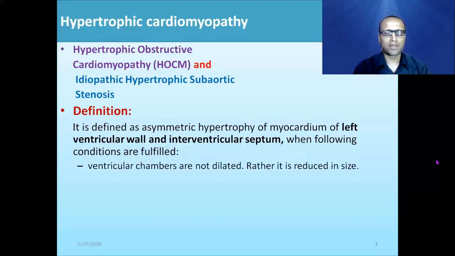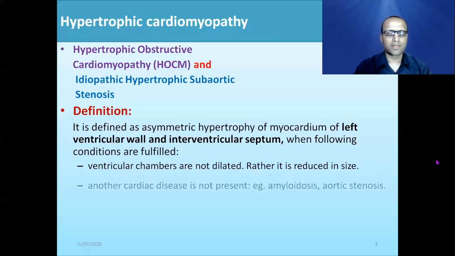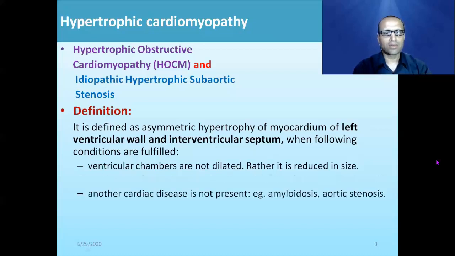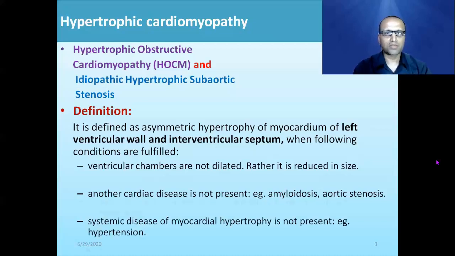Number one, ventricular chambers should not be dilated. Number two, another cardiac disease for the hypertrophy of myocardium and septum should not be present. Number three, a systemic disease for the hypertrophy of myocardium and septum should not be present. For example, hypertension.